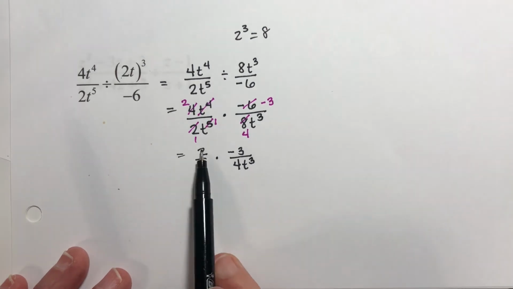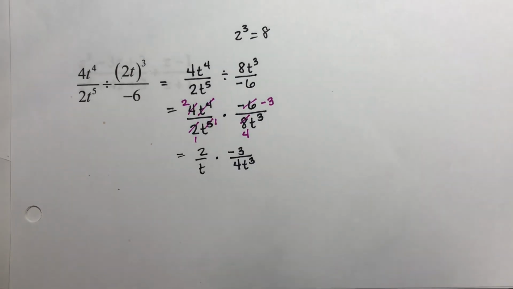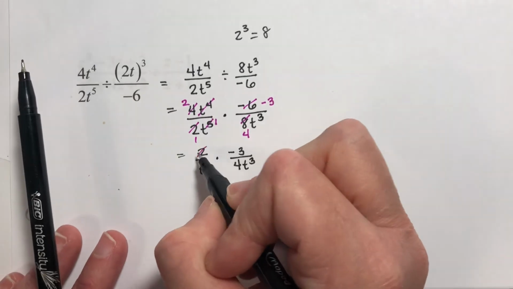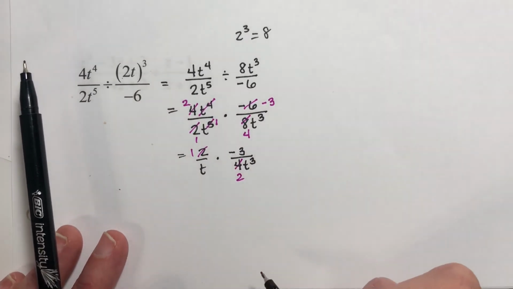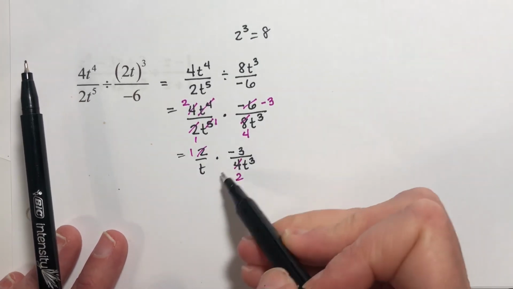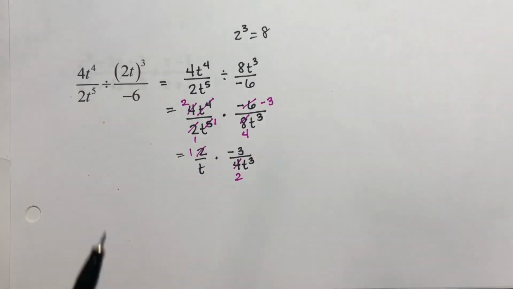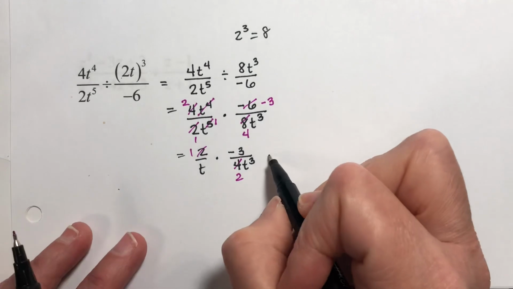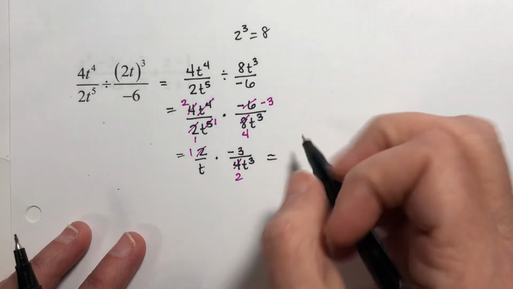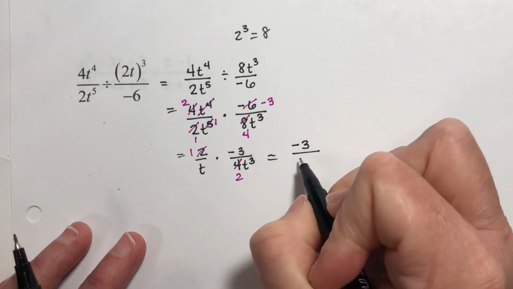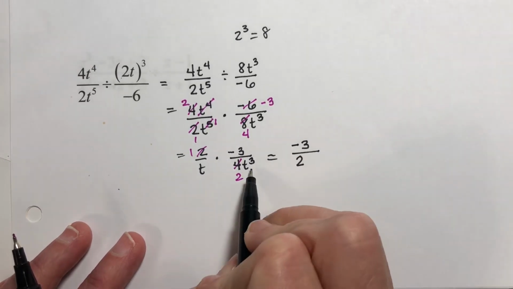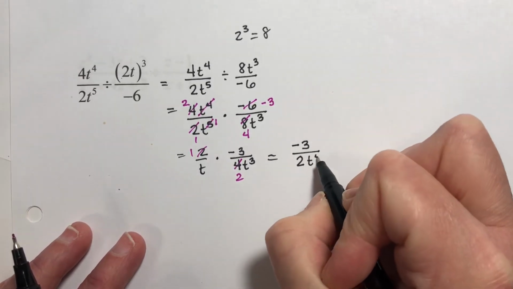Let's look on the diagonals. Here I have a 2 and a 4. I can reduce that again. Divide this by 2 and you get a 1. Divide this by 2 and you get a 2. Now this doesn't reduce at all. I cannot reduce straight across. So what do I have left? 1 times negative 3 over 2t times t cubed, that's t to the 4th power.